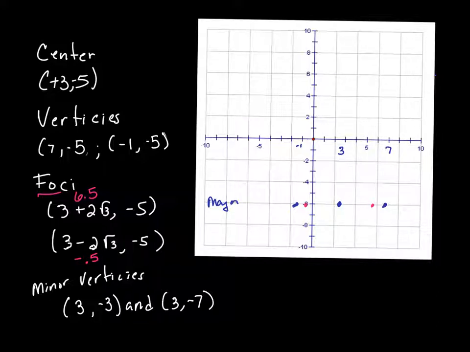The only thing we have left to go ahead and plot is our minor vertices, which is going to be at 3, -3. And notice those are right above and below the center. And 3, -7. And then I will go through and graph this and draw my ellipse.